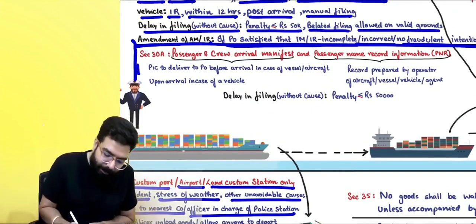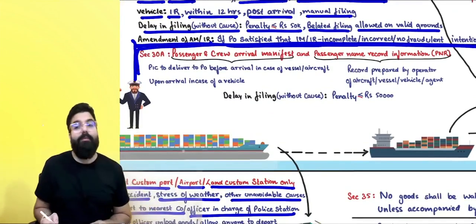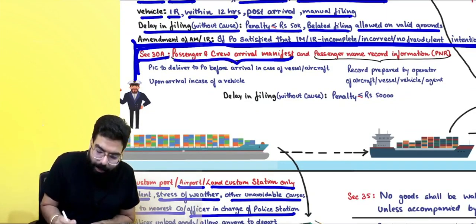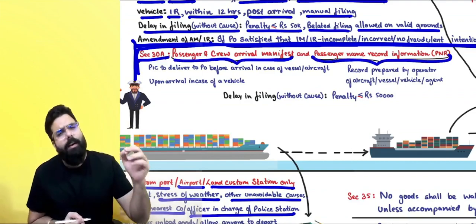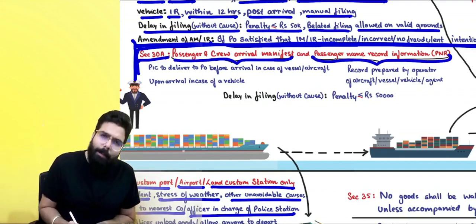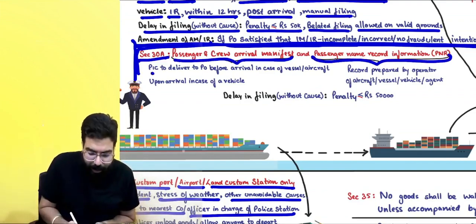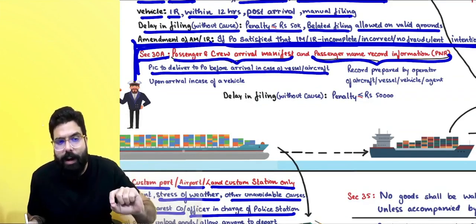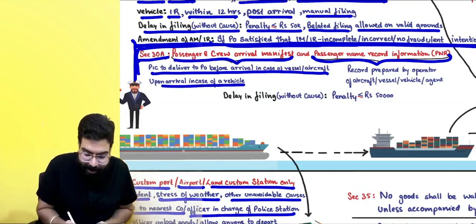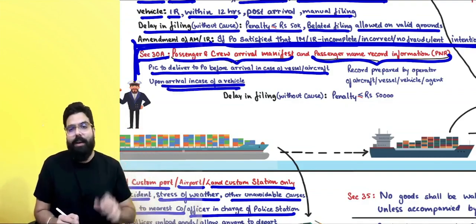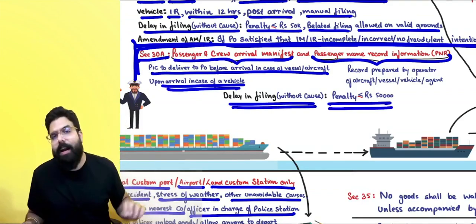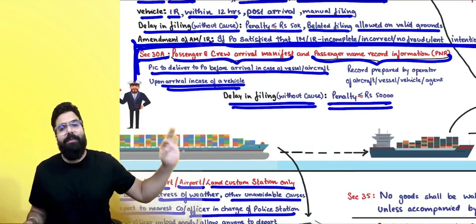Okay, sir. Whenever you are coming, you should also file the passenger and crew arrival manifest and passenger name record information. Sir, who will file? The person in charge or his agent will deliver to the proper officer before arrival in case of vessel or aircraft, and upon arrival in case of vehicle. Sir, always remember, delay in filing without cause can attract a penalty up to rupees 50,000.